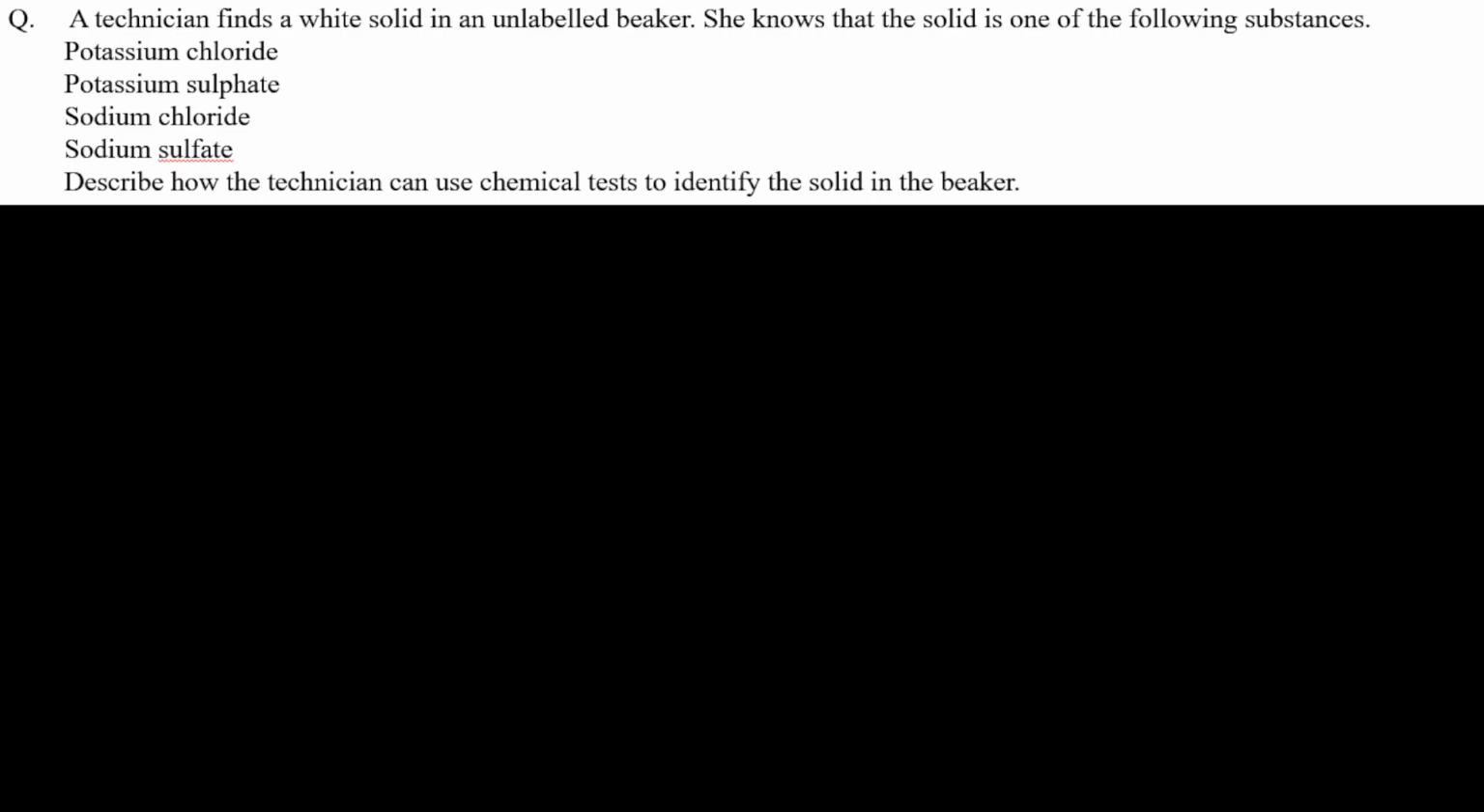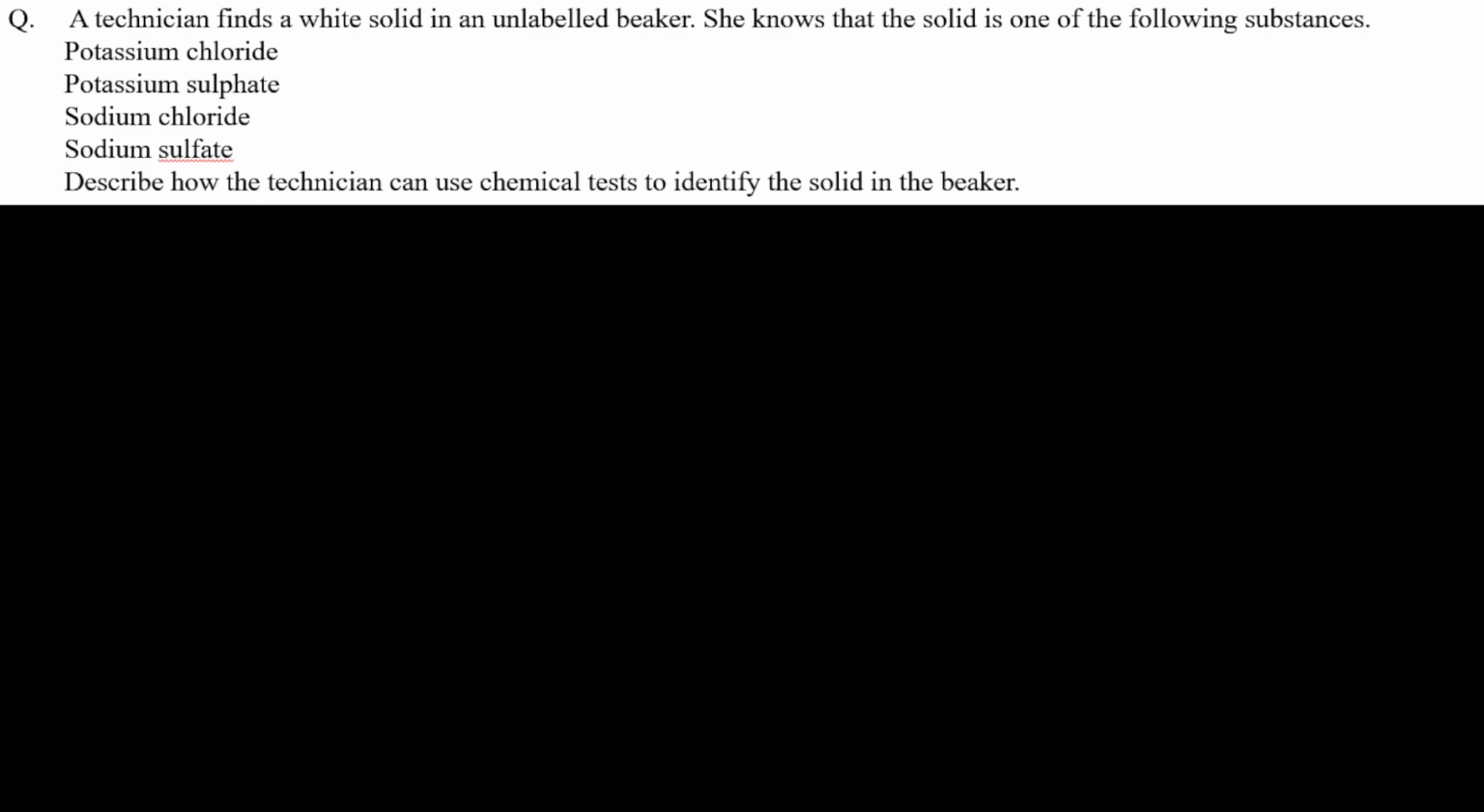Now, this is a question that most students find challenging because they are giving you a range of chemical compounds. A technician finds a white solid in an unlabeled beaker, and she knows that the solid is one of the following substances: potassium chloride, potassium sulfate, sodium chloride, or sodium sulfate. Describe how the technician can use chemical tests to identify the solid.